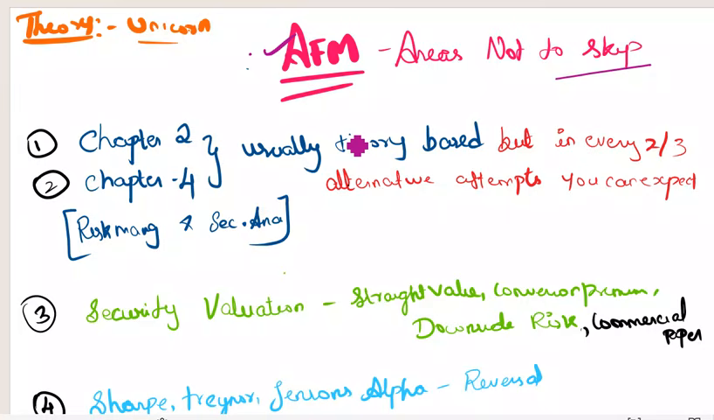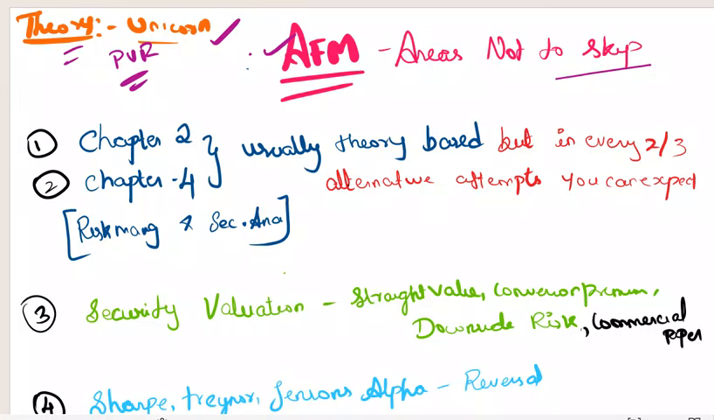First of all, I'm not discussing anything about theory apart from this unicorn part. This is something important, not yet tested, so there are high chances it may get tested anytime. So for unicorn, please be thorough with the 4 points. We have a video on our channel; PVR is the clue word to remember everything. Just go and check it.